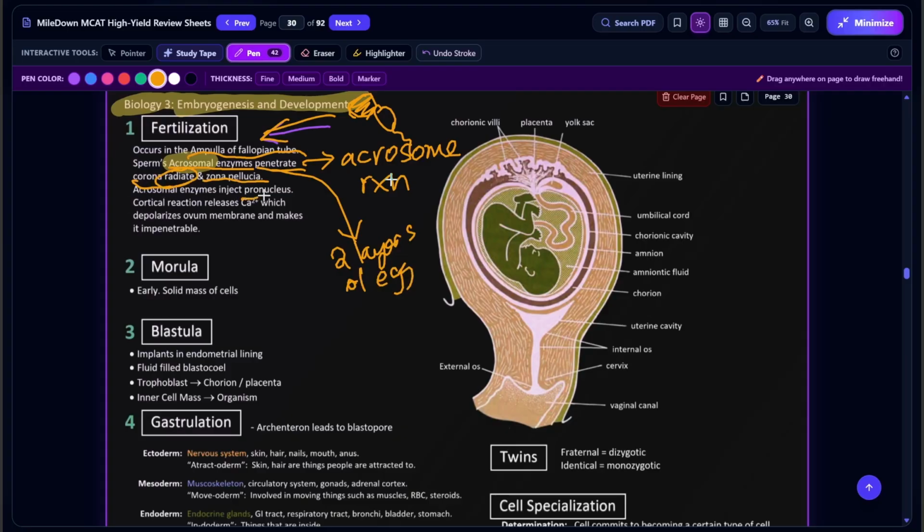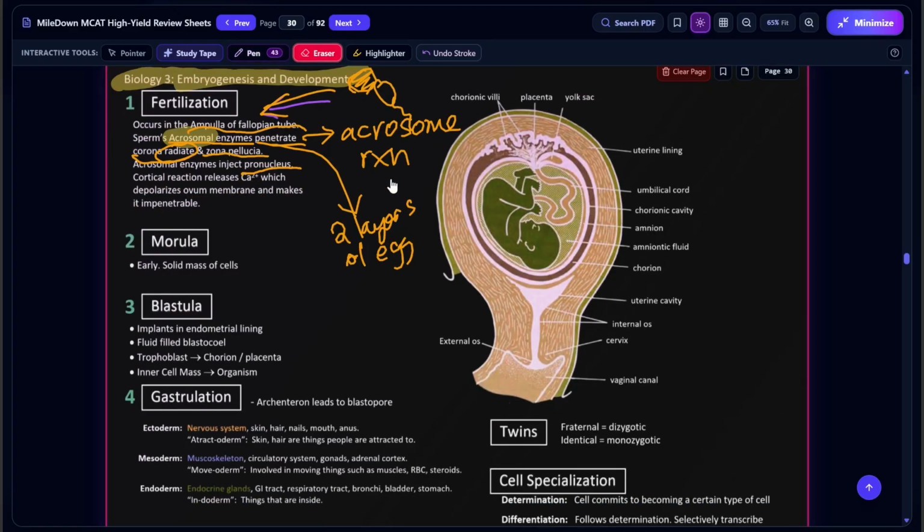Acrosomal enzymes inject pronucleus. Okay, that's a lot of memory stuff, okay? Cortical reaction releases calcium, which depolarizes the ovum membrane and makes it impenetrable. So I'm going to copy and paste this over to show you a quick lesson about the cortical reaction.